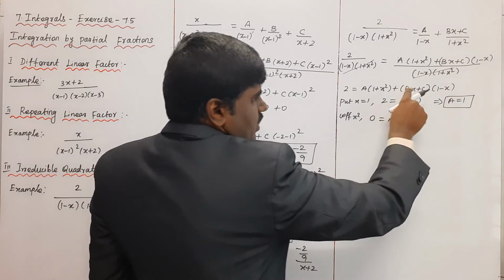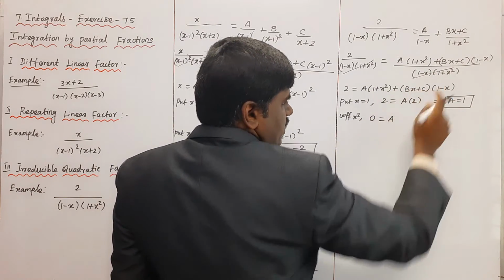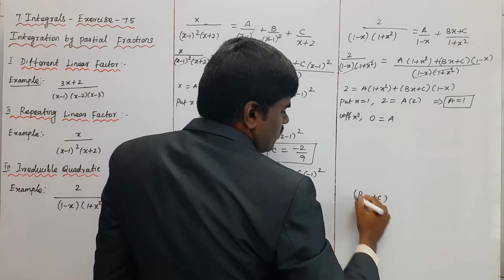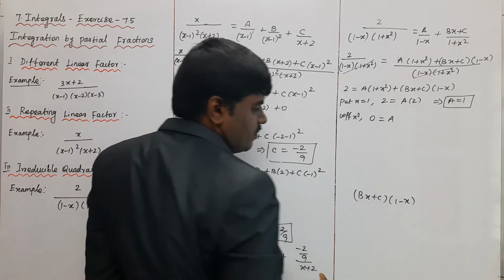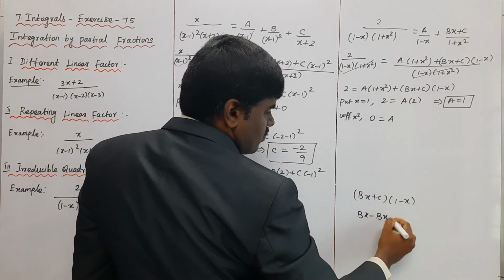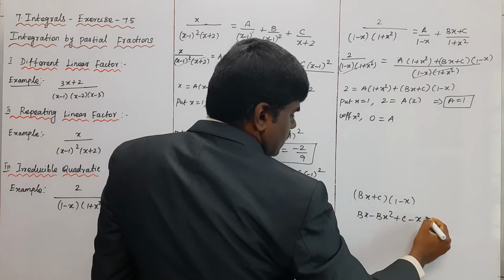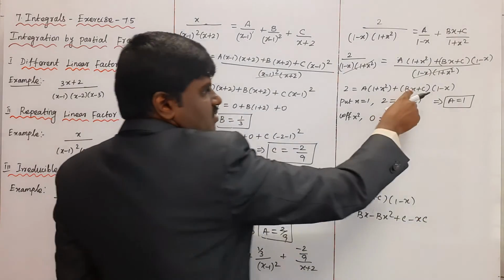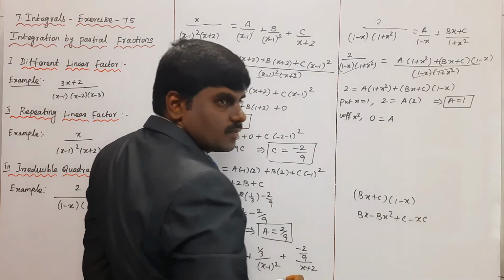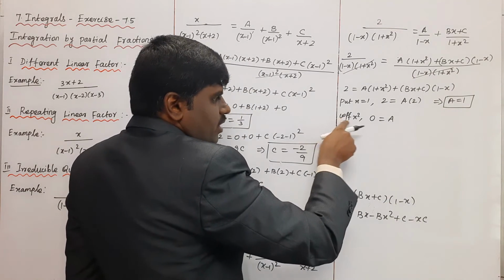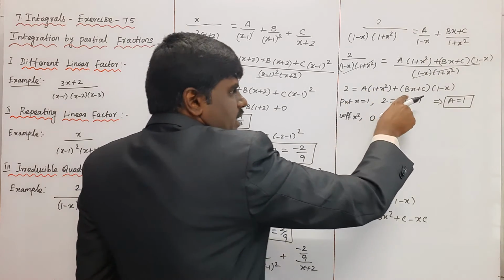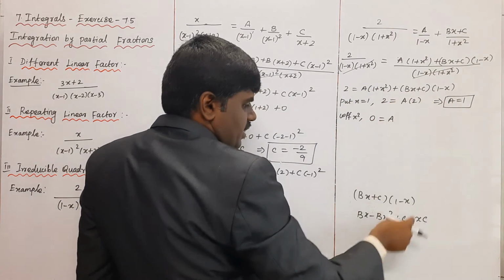Next, again this value: bx plus c into 1 minus x. Here both are multiplied, so you get bx minus bx square plus c minus cx. Is that clear? So this value means b into minus cx square plus c minus x. Is that clear? So I take the coefficient of x square, which from the first term is A. Again, both are multiple terms, so I should multiply.